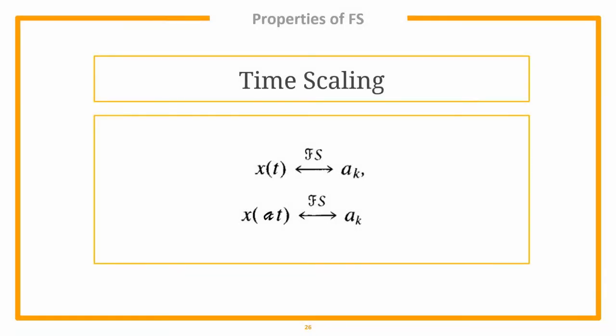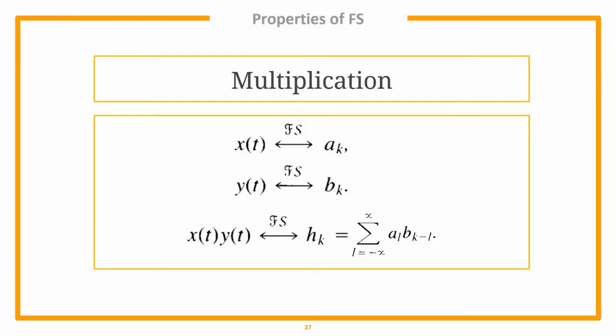Time scaling property says that if x of t has fs coefficient ak, then x of a times t, where a is a constant, also has the same fs coefficient ak. The multiplication property says that if x of t has an fs coefficient ak and y of t has an fs coefficient bk, then x of t times y of t has an fs coefficient h of k equals the convolution sum of a and b.